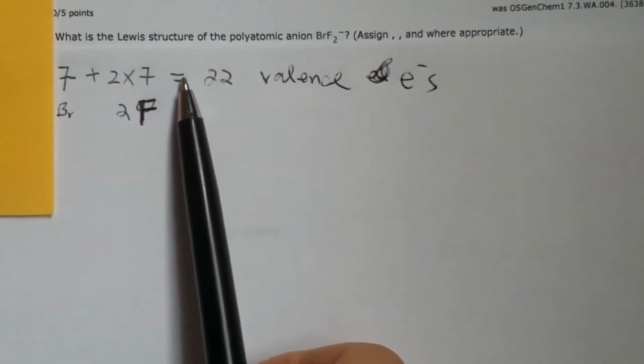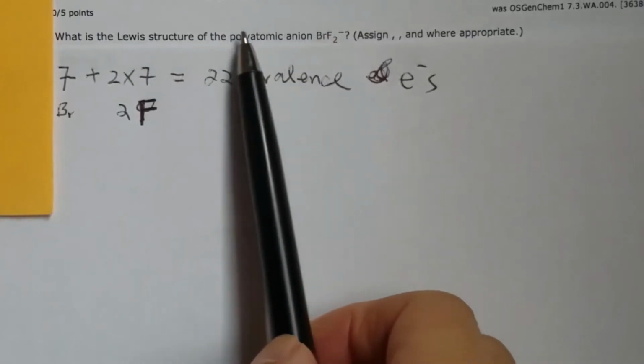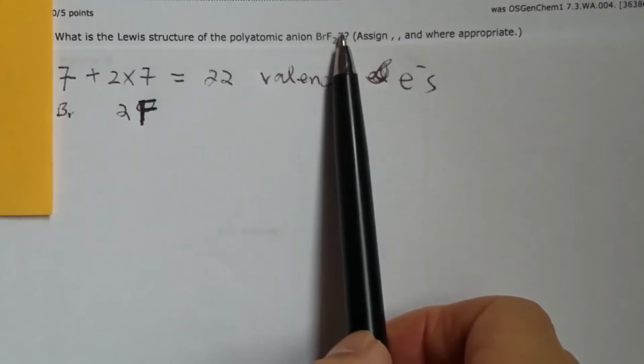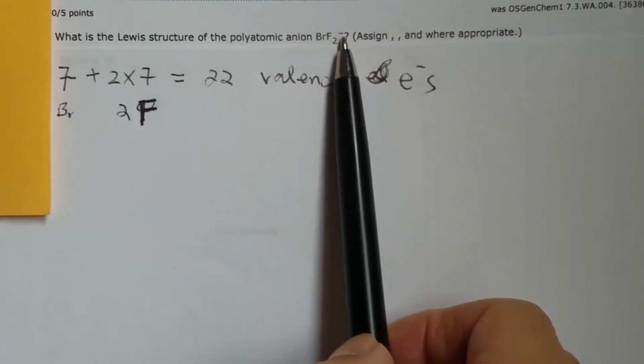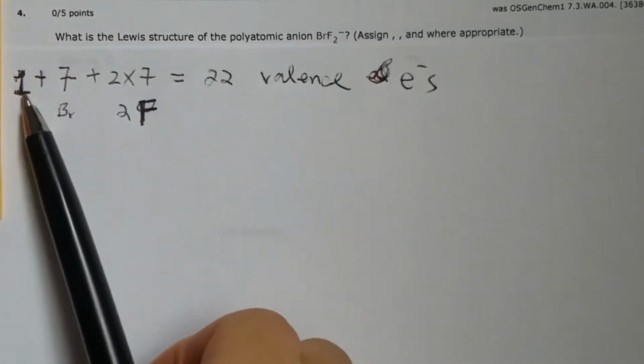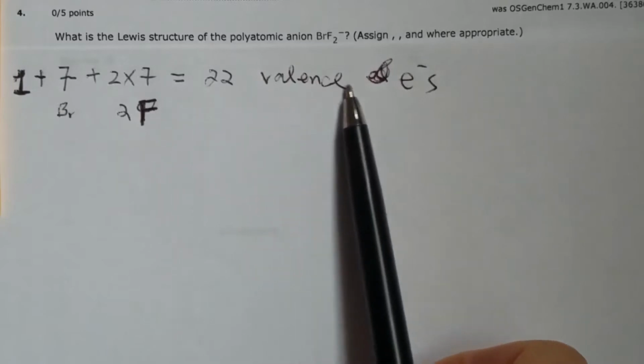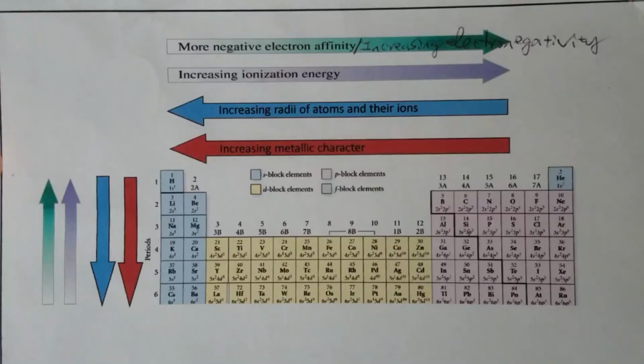So that will give us 21, all right, but don't forget this is a polyatomic ion. An ion, so it carries a -1 charge. What does it mean? It simply means it has 1 more electron there. You have to add that one. So therefore that's a total of 22 valence electrons.